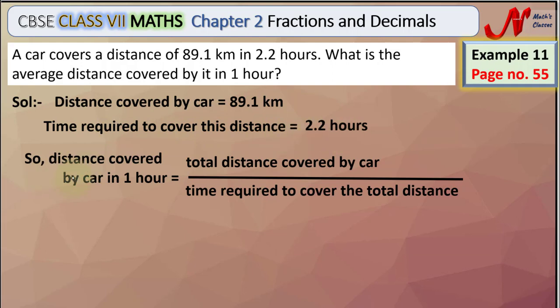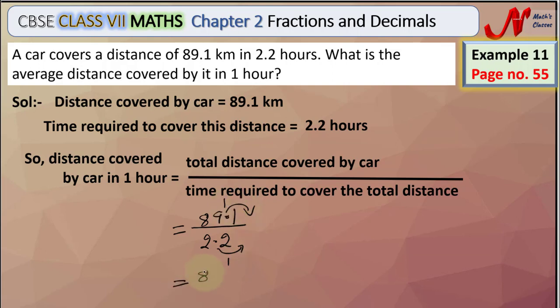To find the distance covered by car in 1 hour, it can be written as total distance covered by car divided by time required to cover the total distance. From the given problem we can write total distance covered by car is equal to 89.1 divided by time required to cover the total distance, 2.2 hours. This can be solved by shifting the decimal point to the right one place. In the numerator also we shift the decimal point to the right by one place.